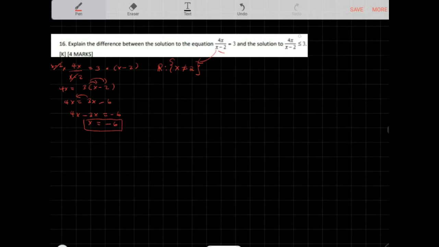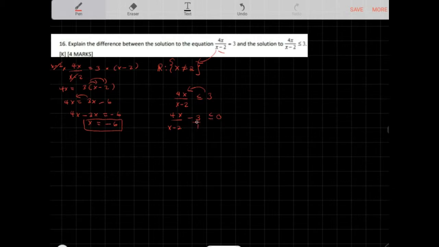Now I'm going to take a look at the next scenario. In this case, I'm going to get 4x over x minus 2 is less than or equal to 3. What I want to do to solve a rational inequality is move the 3 to the other side. So you get 4x over x minus 2 minus 3 is less than or equal to 0. If you're trying to solve an inequality, always try to let one of the sides equal 0, or be greater or equal to 0, less than or equal to 0, greater or less than 0. So let one of the sides equal 0.